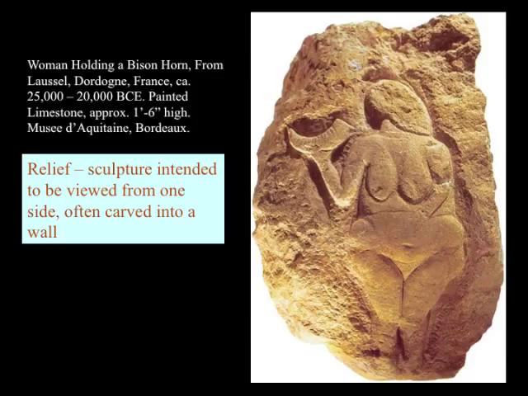Another vocabulary term that we would bring up at this point is the term relief. Now, this basically refers to a sculpture that's intended to only be viewed from one side. It's usually carved into a wall or into a very large block of stone, and again, they're not intended to be viewed in the round. You don't walk around it, you just look at it basically from a single angle.